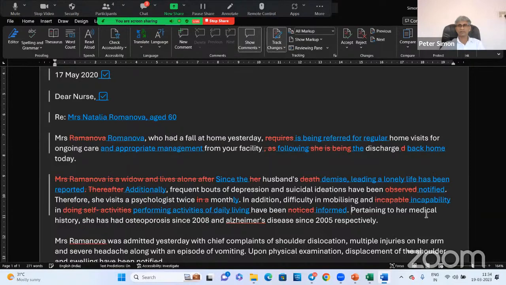Reported, informed, notified. Pertaining to her medical history, she has had osteoarthritis. Osteoporosis is medical history. Why do you want to say pertaining to her medical history? Is it required? She has had osteoporosis since 2008. Osteoporosis and Alzheimer's since 2008 and 2005 respectively. Alzheimer's, a capital letter. Alzheimer's is the name of a person. It's a disease named after him.